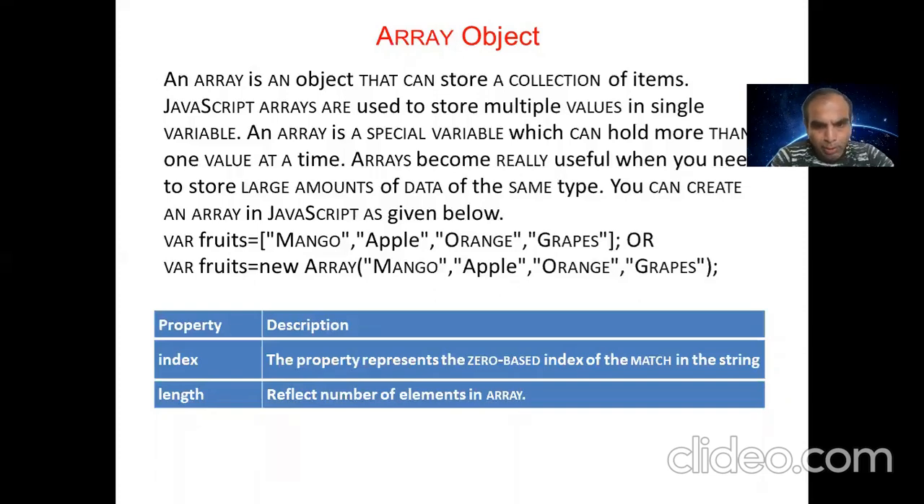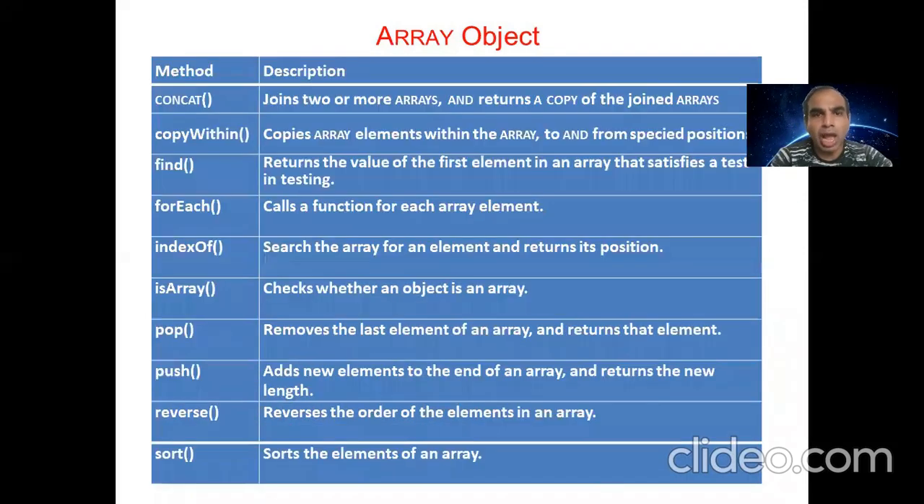Index is a property that represents the zero-based index of the match in the string. Length reflects the number of elements in the array. There are many methods in the array object. Concat joins two arrays. CopyWithin copies from one part of an array to another. Find returns the value of the first element that satisfies the test. ForEach calls the function for each and every element. IndexOf searches the array for an element.